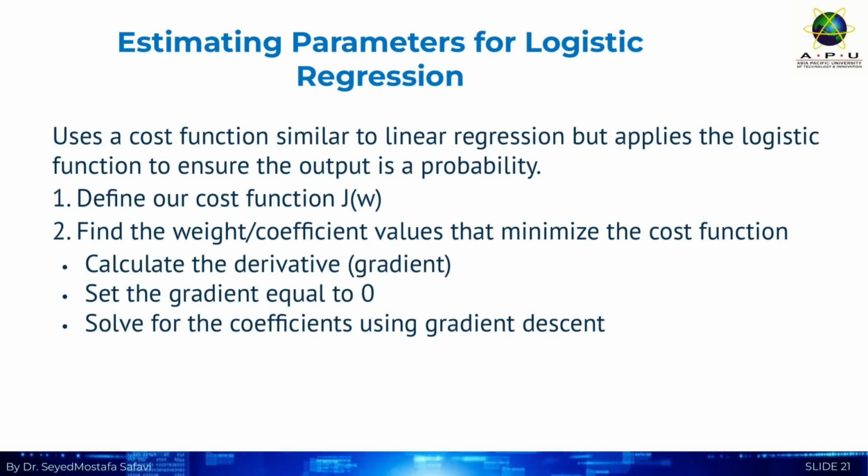Just like linear regression, we need to find the best parameters, weights, coefficients. Define a cost function. We use a different cost function, often called cross-entropy loss, than SSE because our output is now a probability. Minimize the cost. The goal is still to minimize this cost function. Find the minimum. We calculate the derivative, but we can't solve it directly like in simple regression. Instead, we use a technique called gradient descent to iteratively find the minimum. Let's look at that next.